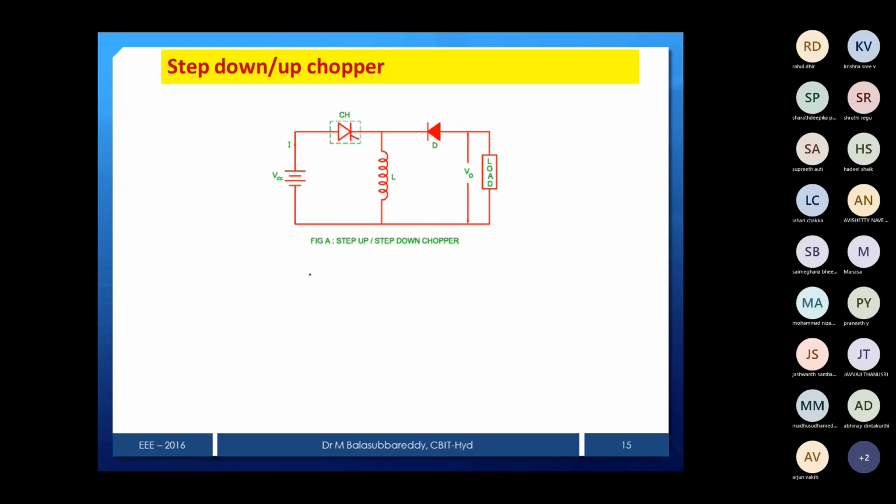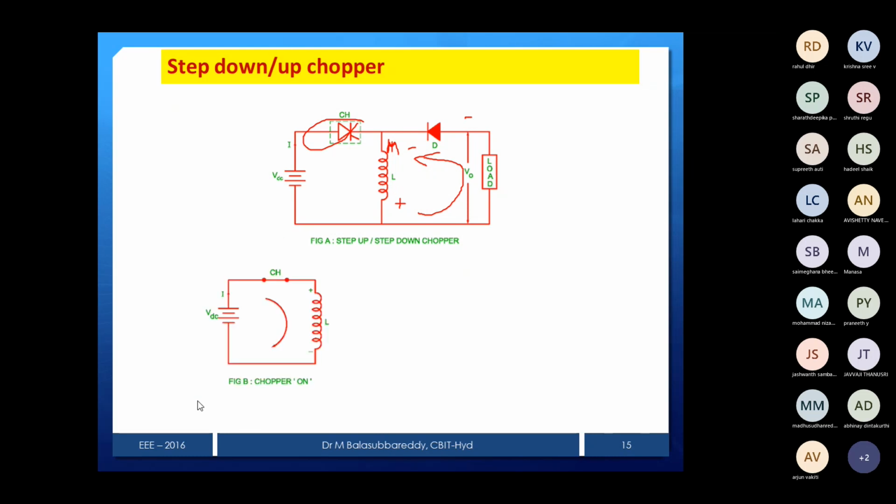After that, when the chopper is open, whatever energy is stored in the inductor, earlier the upper was plus and lower was minus, now it becomes minus and this will be plus. Then what will happen? The diode will be forward biased because minus is connected to the cathode and plus is connected to the anode, and current is passing like this. Then it is a minus sign. So therefore we can represent it as a negative voltage.